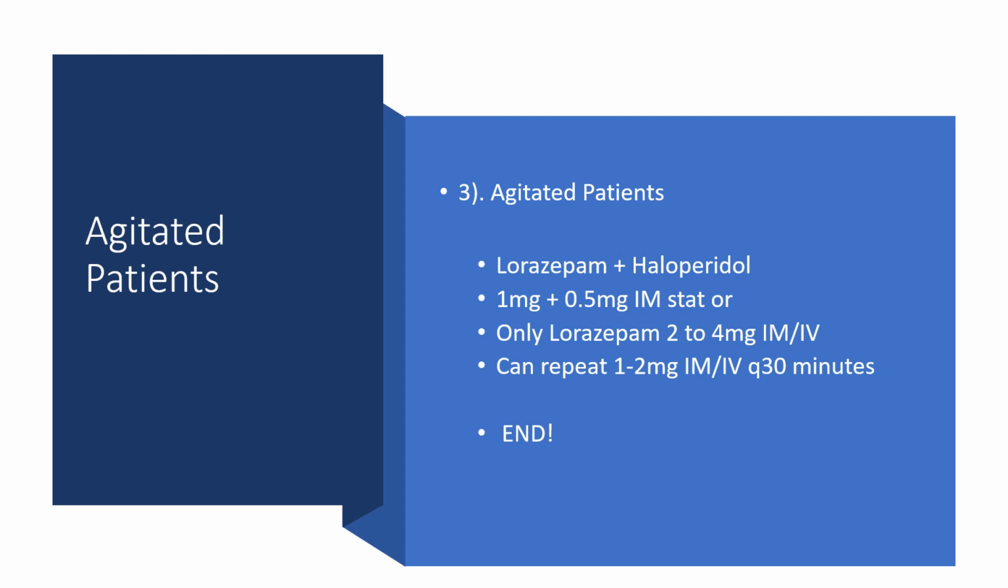In fact, you can withdraw the two in one syringe and give IM stat. And I'm just giving a kind of hypothetical scenario here. It doesn't mean this is the only dose you can use. Now, depending on your judgment, or you decide with your attending physician. So 1 milligram lorazepam with 0.5 milligram haloperidol can be combined and given IM stat. If you choose only lorazepam, then you can give dosages higher than 1 milligram, like 2 to 4 milligram IM or IV. You may choose to repeat 1 to 2 milligram IM or IV every 30 minutes.